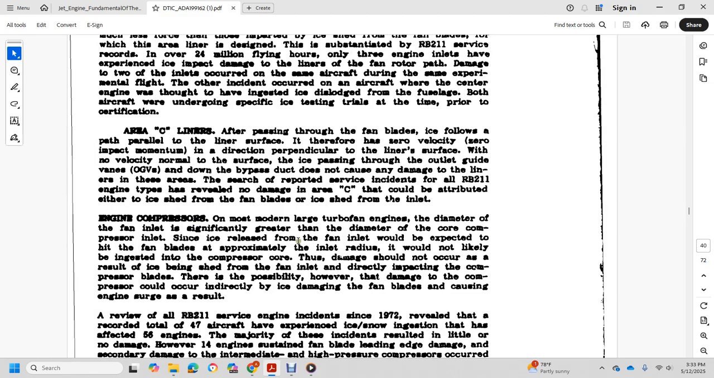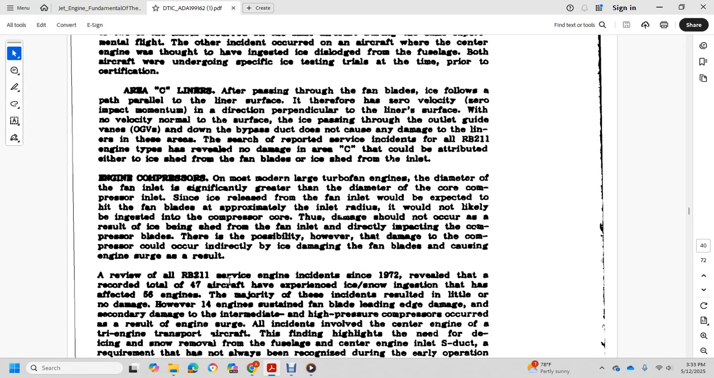Since the ice released from the fan inlet would be expected to hit the fan blades at approximately inlet radius, it would not be likely to enter the compressor core, and damage should not occur as a result of ice from the fan inlet directly impacting the compressor blades. However, damage to the compressor could occur indirectly through icing-damaged fan blades causing engine surge as a result.